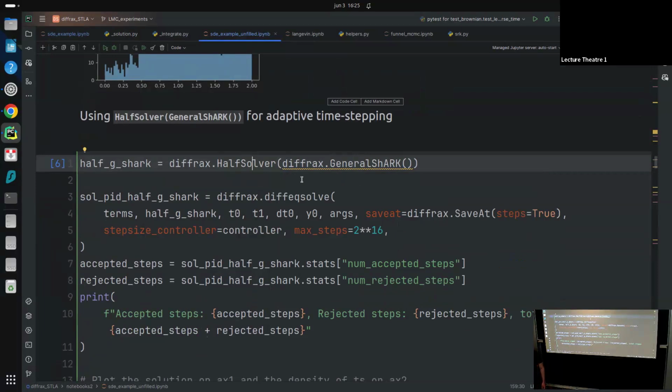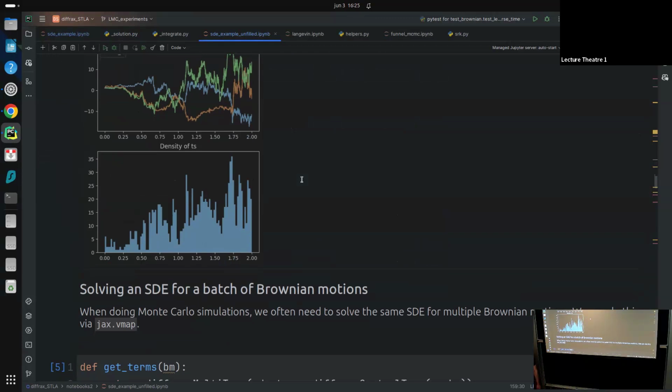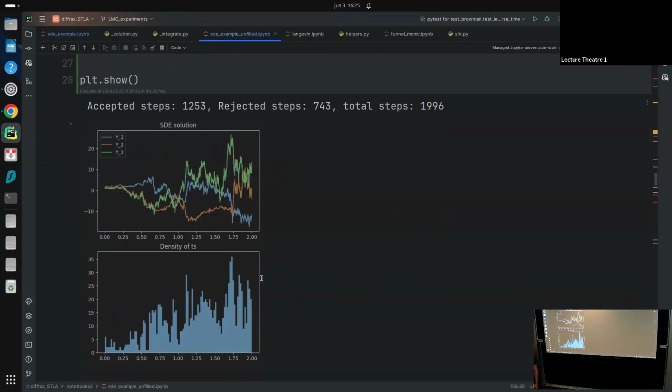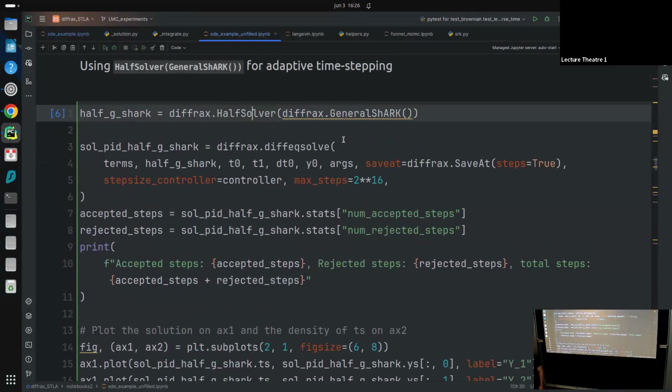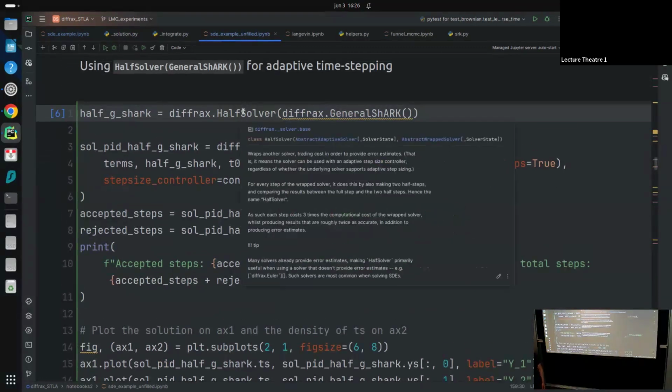So below there's a table of all the solvers. Some have an embedded method, some don't. If they don't have an embedded method, you need to wrap them in a half solver to be used adaptively. And this produces slightly different stuff. So the density plot before was different. The solution, of course, looks pretty much the same. But also, as you can see, this uses fewer steps. Why? Because a half solver is actually a much better way to estimate errors.